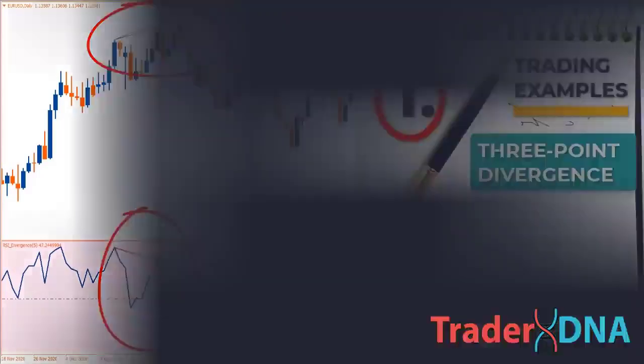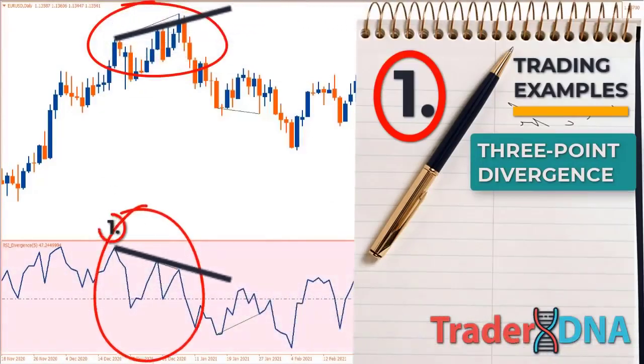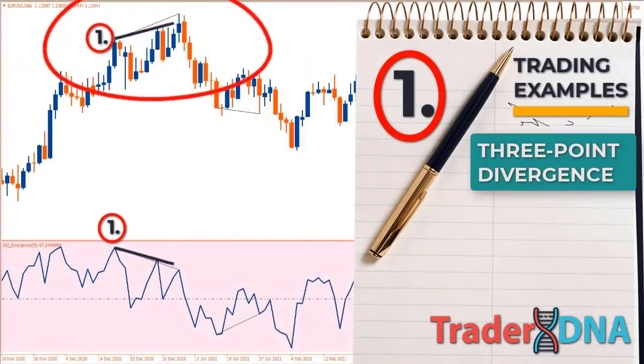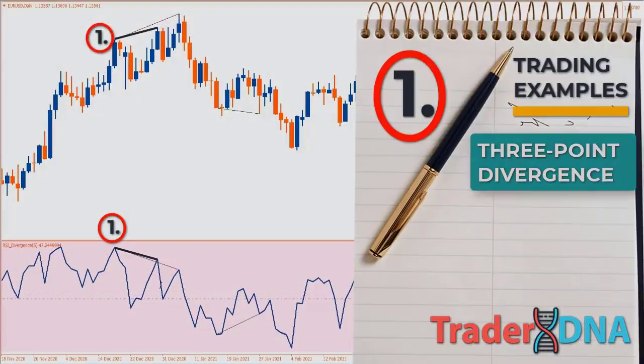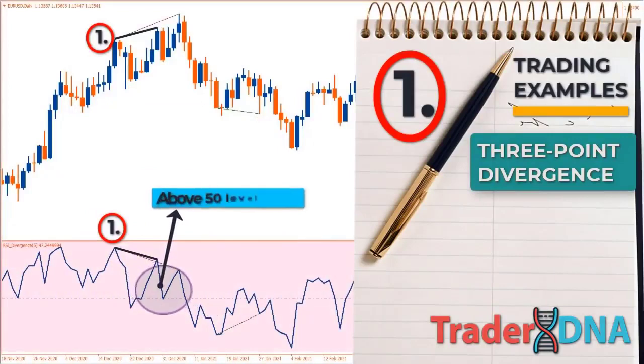First, as prices pushed higher, the RSI made a lower high which completed the first bearish divergence. However, the RSI line is above 50 level, so we sat on our hands.